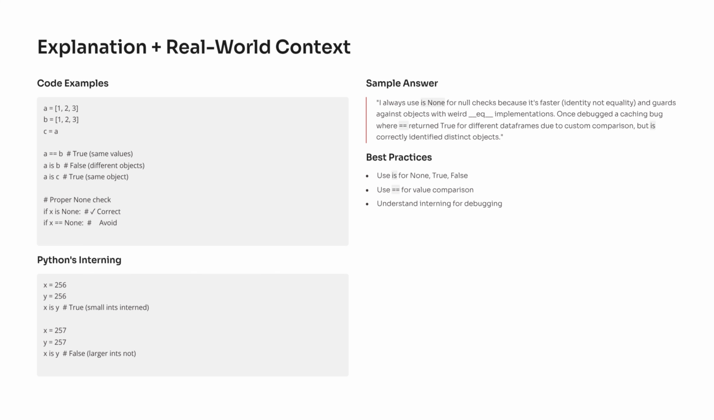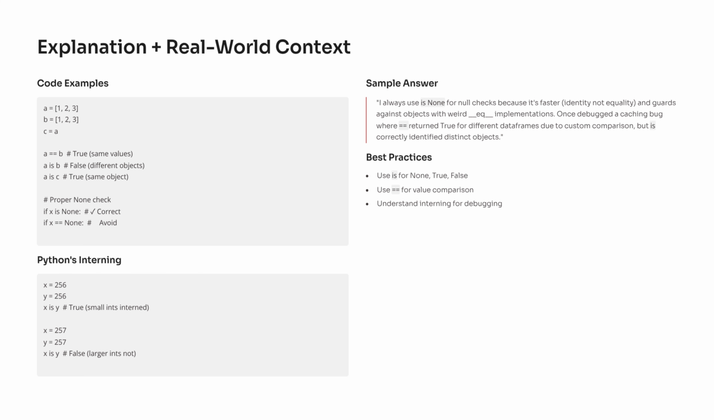There's another interesting twist, Python's interning. For small integers or very short strings, Python sometimes reuses the same memory location internally to save space. So when you check identity on small numbers like 256, you might get true, but for larger numbers like 257, you won't, because they live separately in memory.